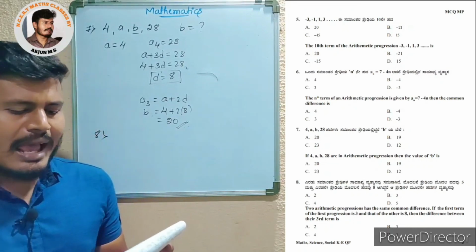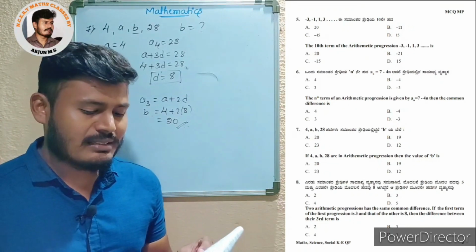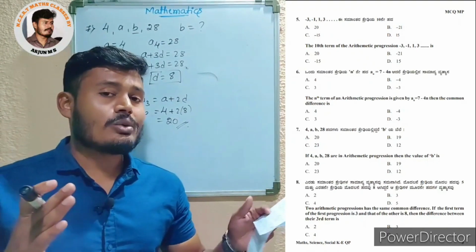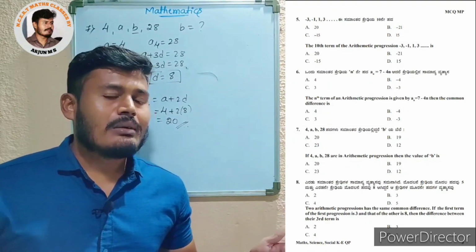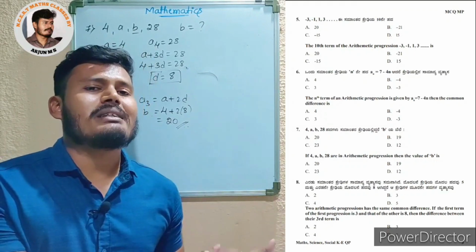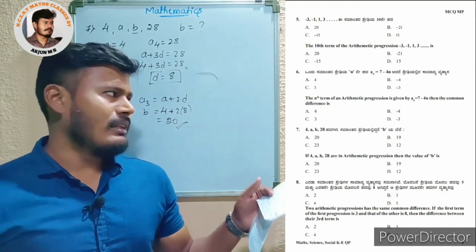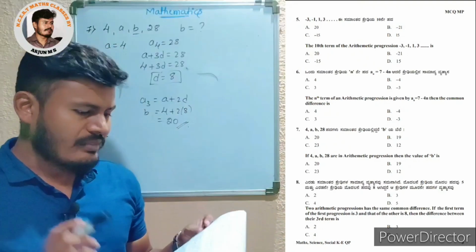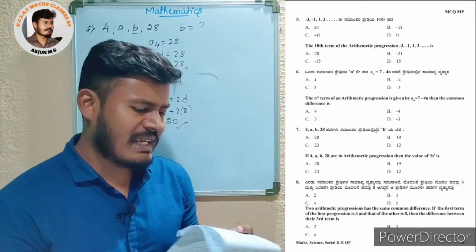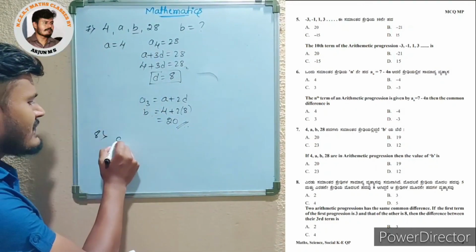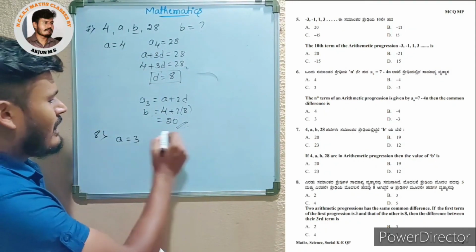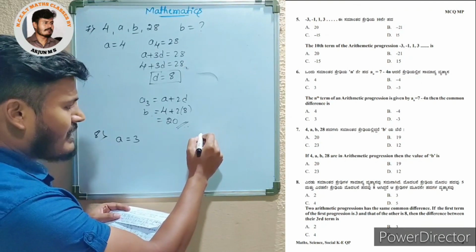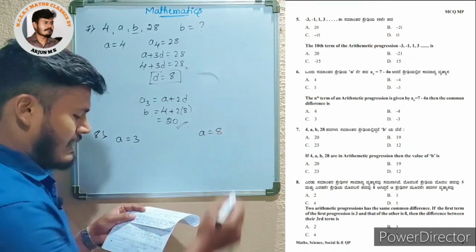Two APs have the same common difference. Here the two APs are different, but the common difference of both the APs is the same. That means they use different numbers in both the APs, but the common difference is the same. The first term of the first AP is 3, and the first term of the second AP is 8.